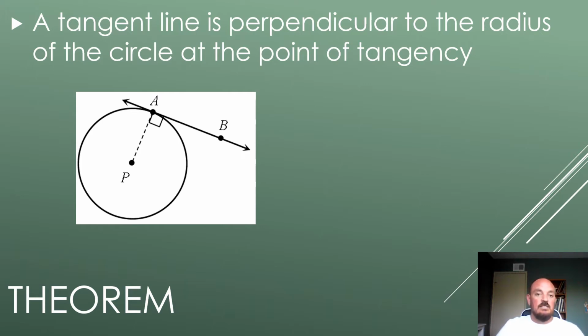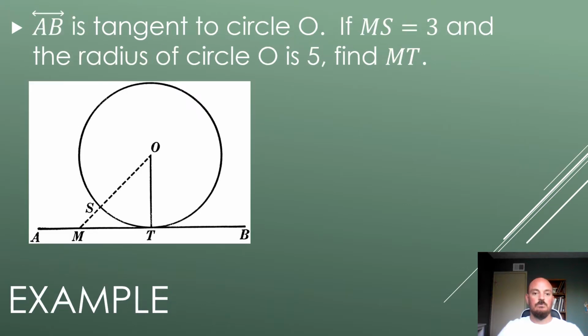This time the line is AB, and the point of tangency, the one place where those two things touch, the circle and the tangent line, is point A. So what you notice is it's perpendicular, it's a right angle. So if I draw the radius, which goes from point A to P, and then I draw the tangent line at point A, it's always going to make a right angle. And that'll give us our first example.